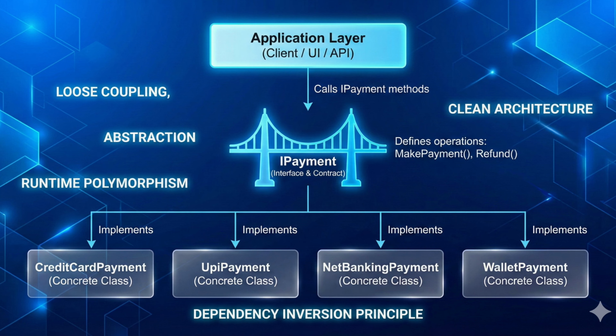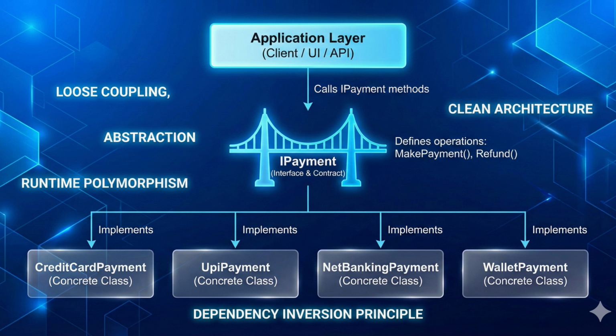Inside the iPayment interface, we declare two methods, make payment and refund. These methods contain only declarations and no implementation. There is no logic written inside the interface, no method body, and no business rules. This means the interface acts as a contract. Any class that wants to behave like a payment system must strictly follow this contract and implement all the methods defined in the interface. This design brings abstraction into the system.